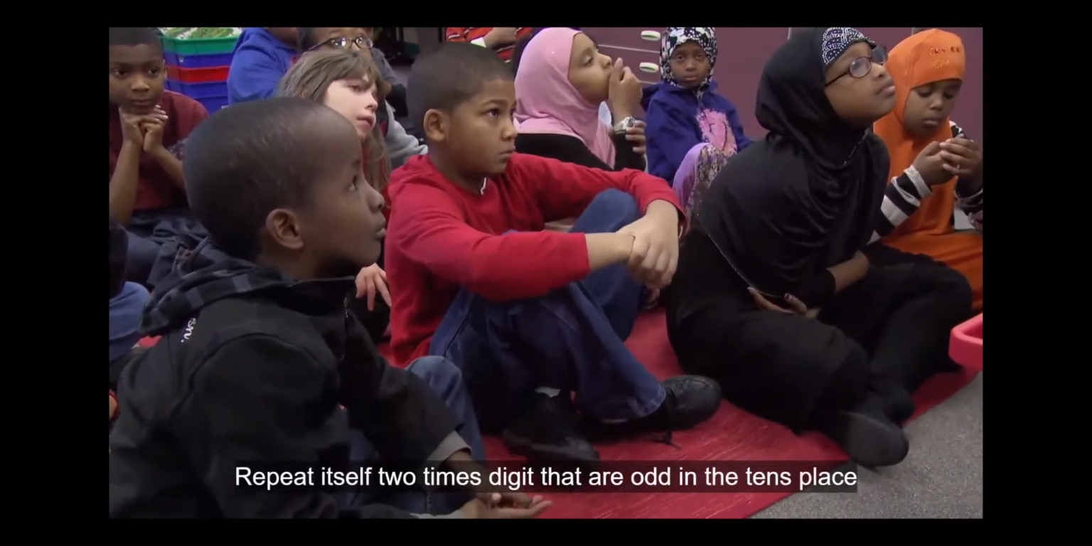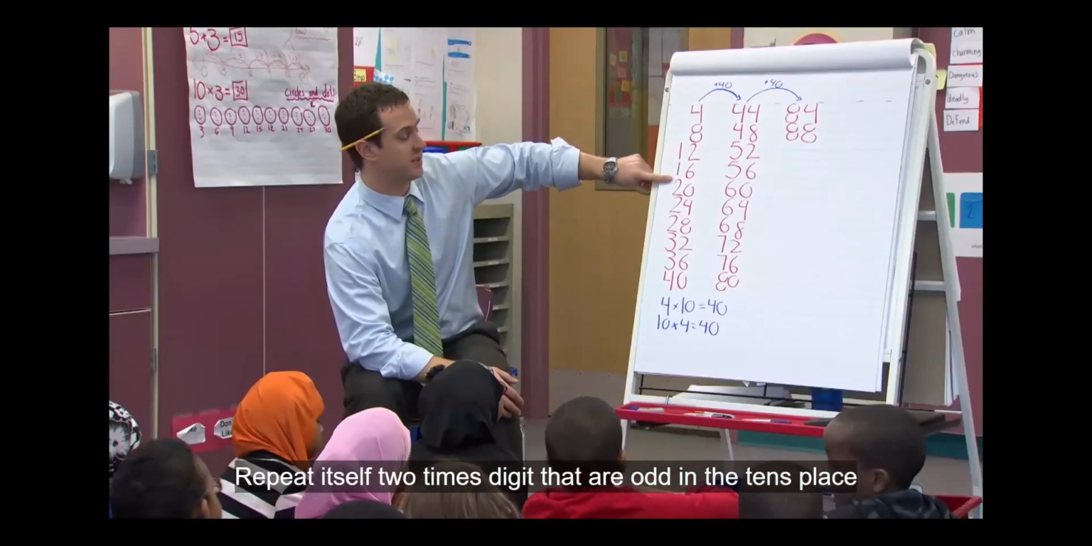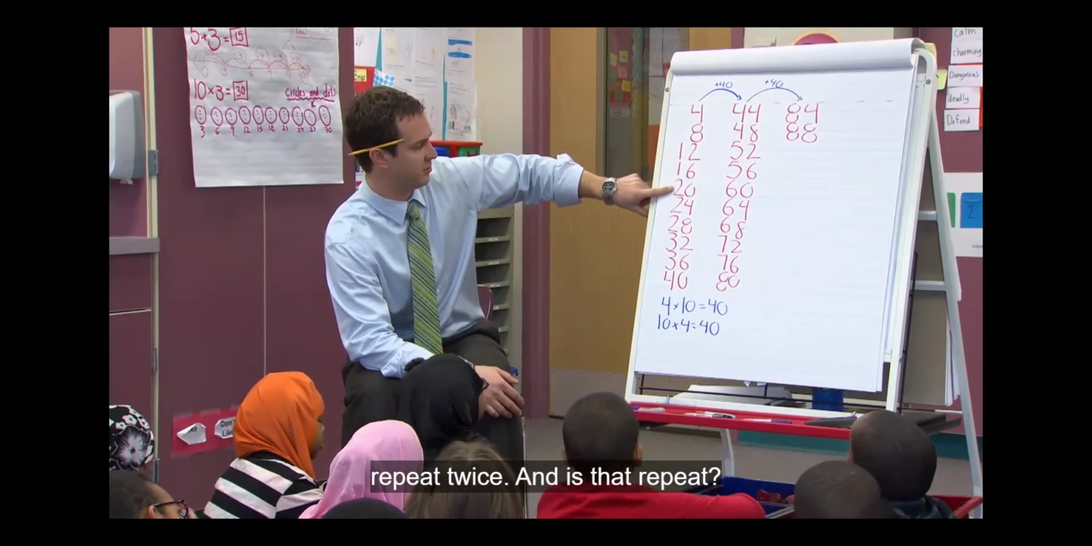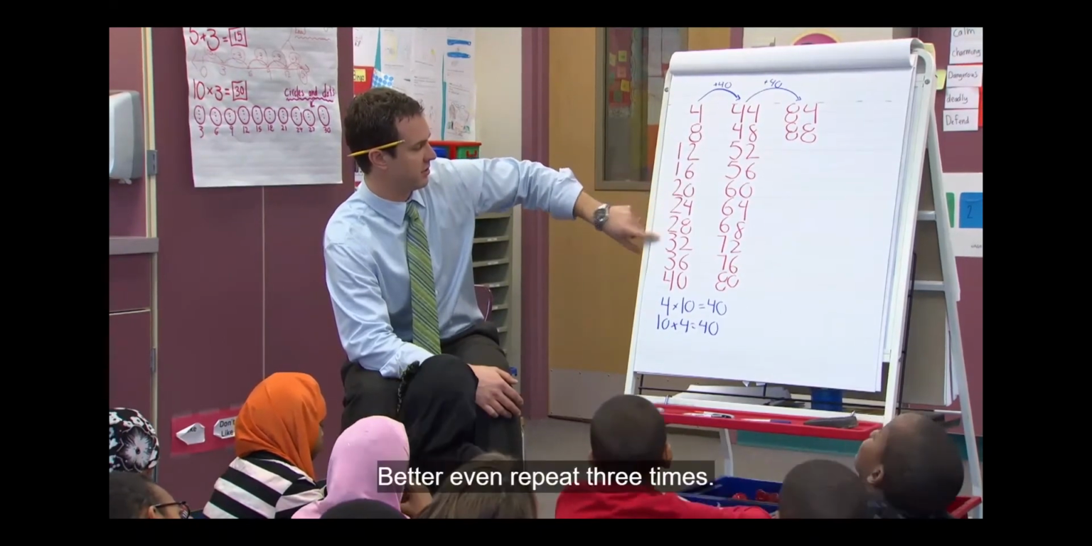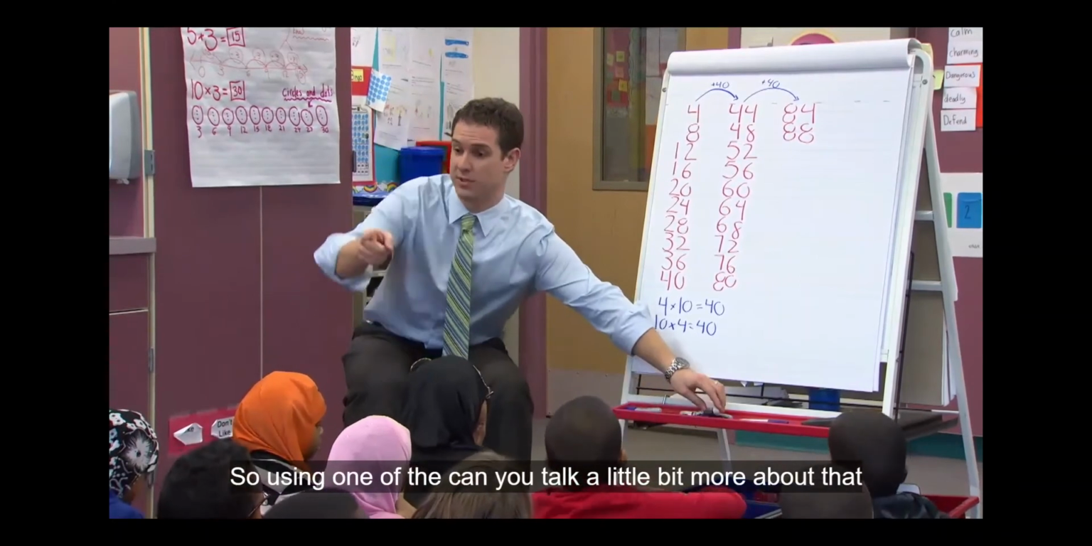Interesting. So the digits that are odd in the tens place repeat twice, and the digits that are even repeat 3 times. Interesting. Do you have something to add, Zachary?